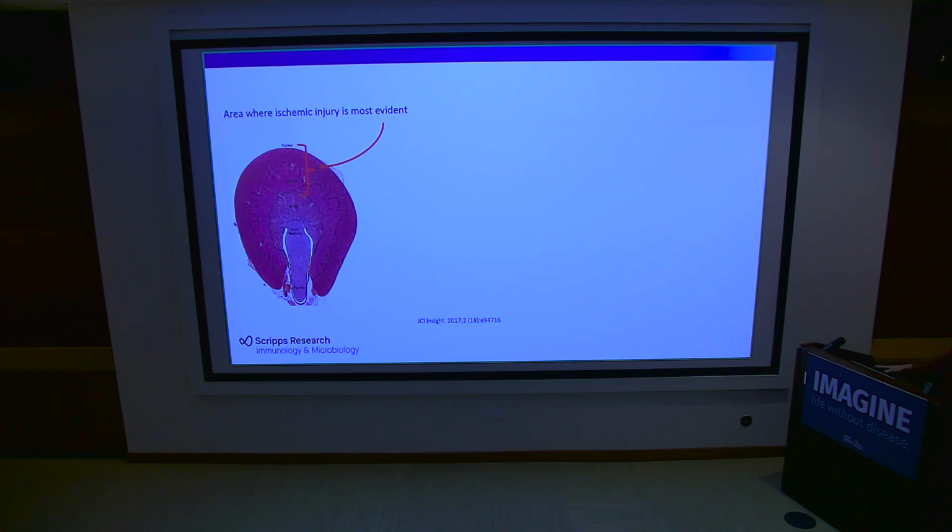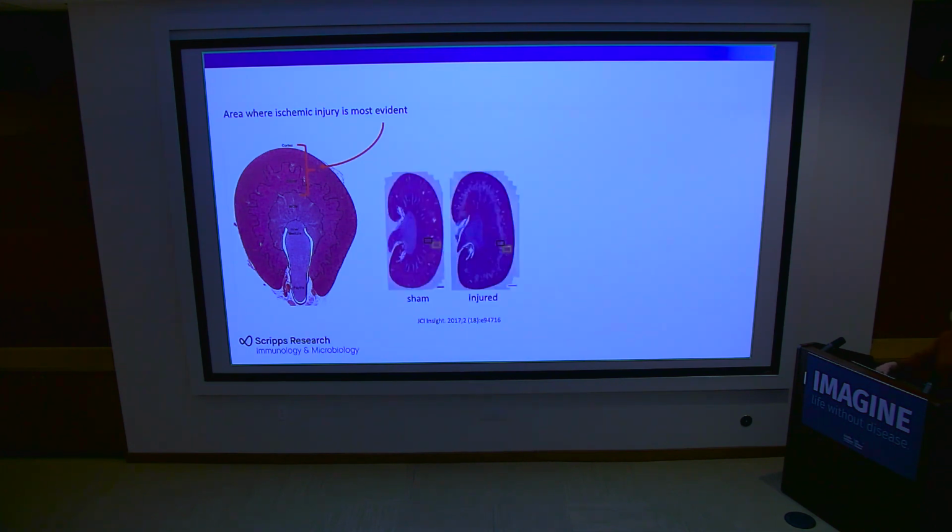There's an area in the kidney where ischemia is most evident when you look at a sagittal section, shown in the red bracket, and that's the cortex and the outer medulla of the kidney. If you look at a sham IR kidney versus an injured kidney, you can see right away that there's a pale region in that outer stripe of the medulla. So you can clearly see that that's a region that's really injured.